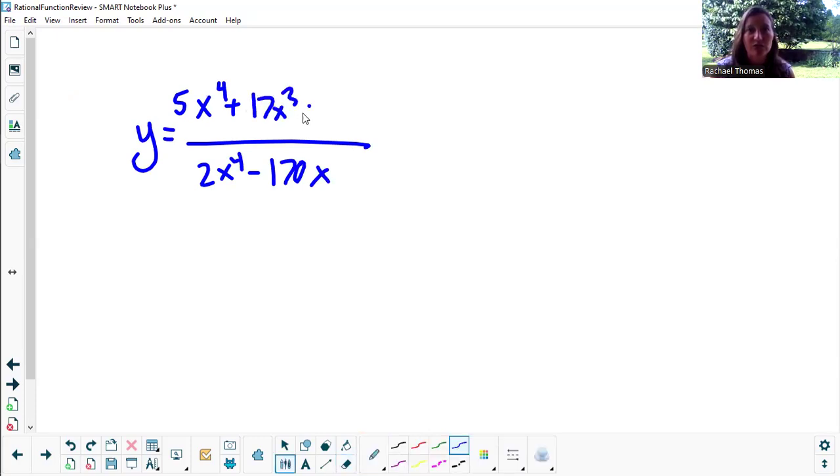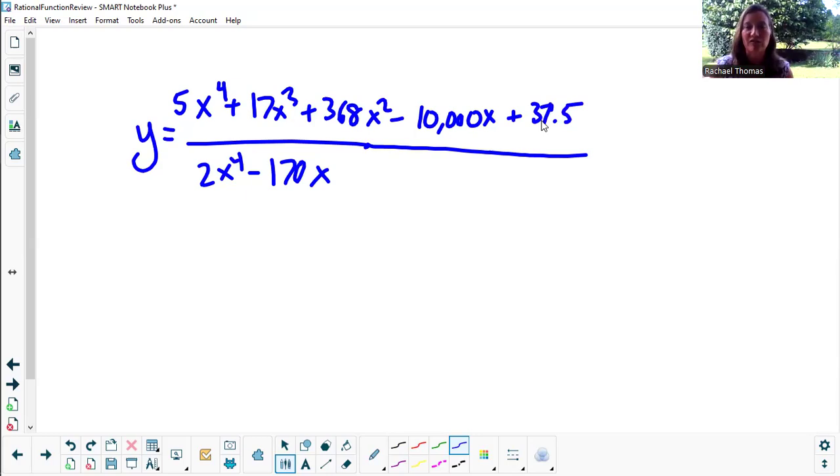17x cubed plus 368 x squared minus 10,000 x plus 37 and a half. Okay, so it doesn't matter how big or how ridiculous all the rest of that junk is on my polynomial parts, on my numerator or my denominator. What I focus on is the highest power of x.